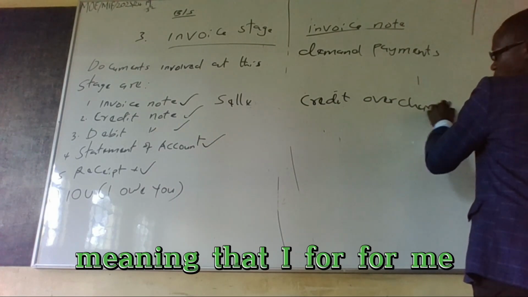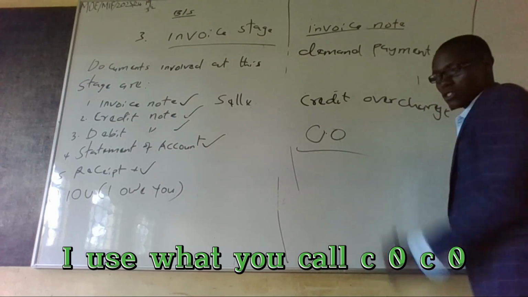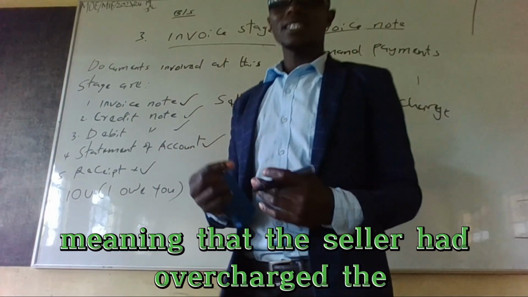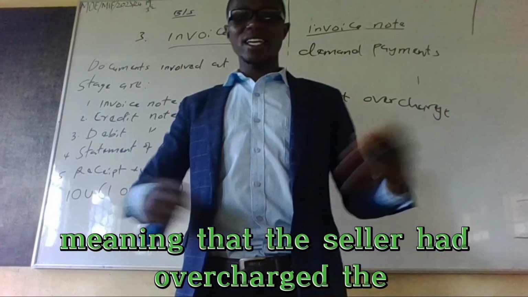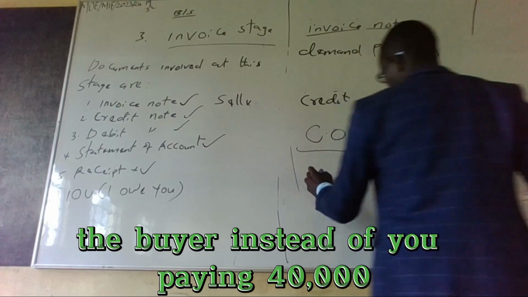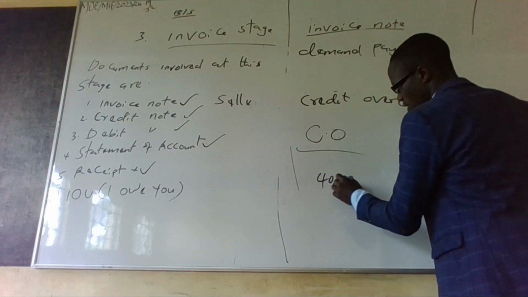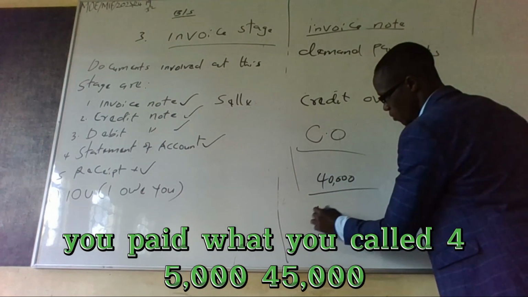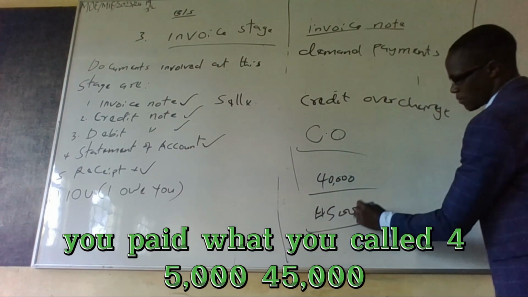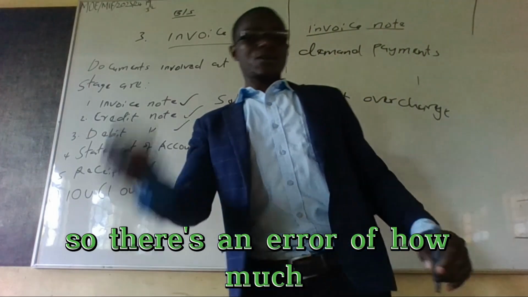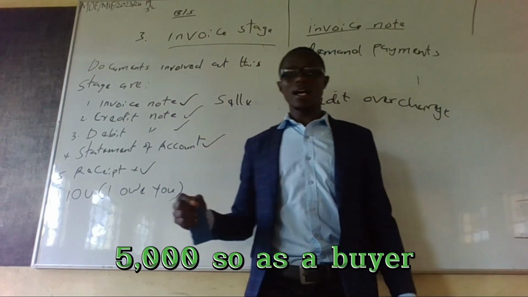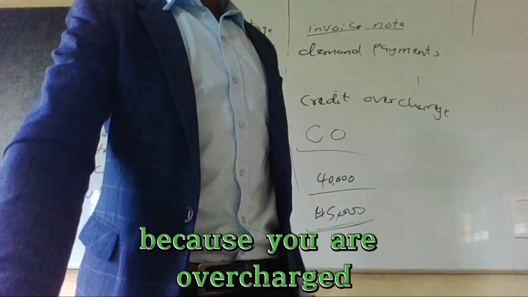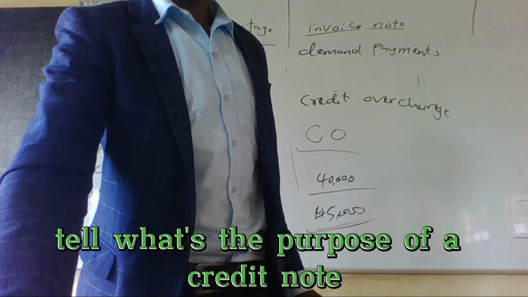Meaning that for me, I use what we call CO. CO means a credit note is used to correct an overcharge. Meaning that the seller had overcharged the buyer. Instead of you paying 40,000, there was an error and you paid 45,000. So there's an error of how much? 5,000. So as a buyer, you are supposed to be given back 5,000 because you were overcharged. So that was the purpose of a credit note.